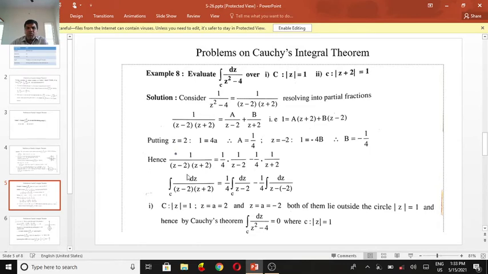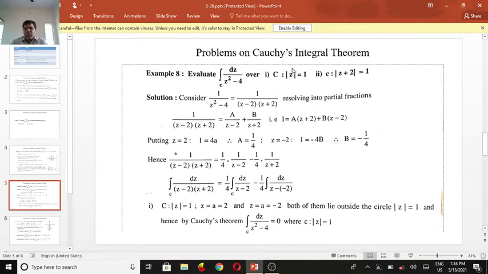Integral of 1 by z minus 2 into z plus 2 dz is the same as integral of a divided by z minus 2 dz plus integral of b divided by z plus 2 dz. So I am substituting the values of a and b. That is, we get 1 by 4 integral of dz divided by z minus 2 minus 1 by 4 integral of dz divided by z minus of minus 2. Instead of plus 2, we can write minus of minus 2.